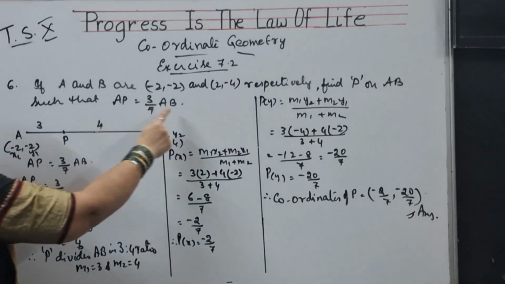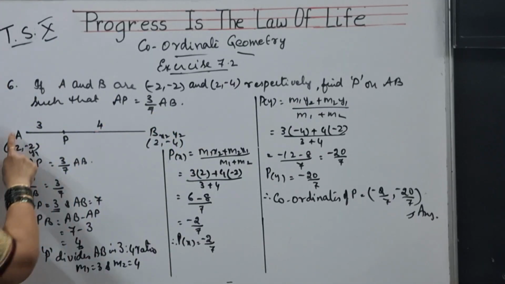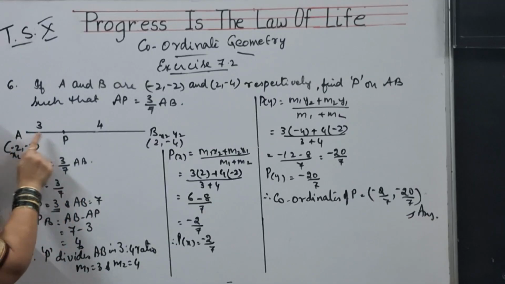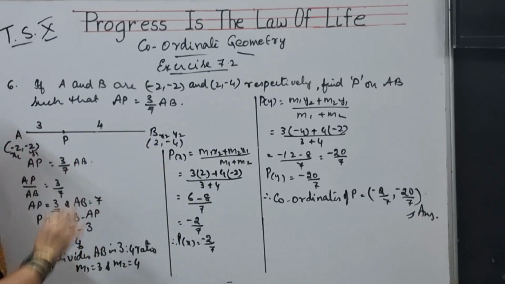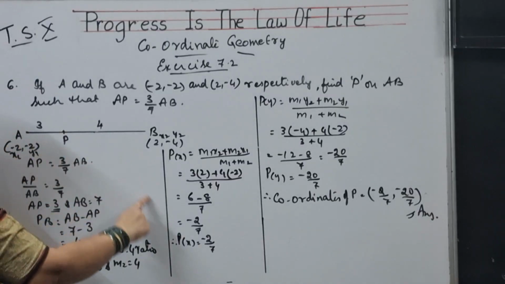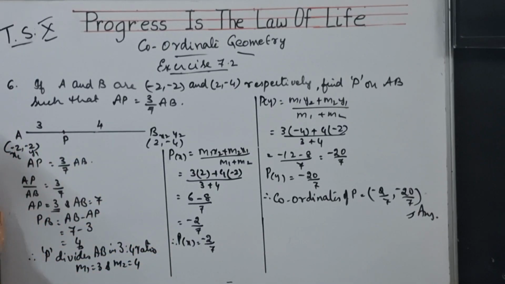Don't get confused here. AP by AB they have given. AB means this whole length. AP means this. So from this whole, if you subtract this, you are going to get this. So here only I have found students making mistakes. So please listen to it carefully, understand the sum, then you will be doing it properly. Please note it down.